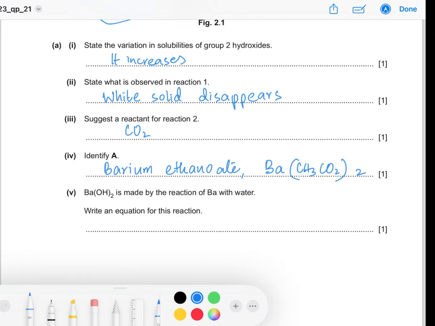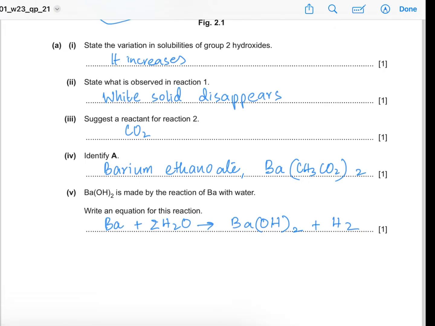5. Barium hydroxide is made by the reaction of barium with water. Write an equation for this reaction. Again, this is an equation you are supposed to memorize. So you have barium which reacts with water to form barium hydroxide as well as hydrogen gas. And here you will need 2 water molecules for this reaction to be balanced.